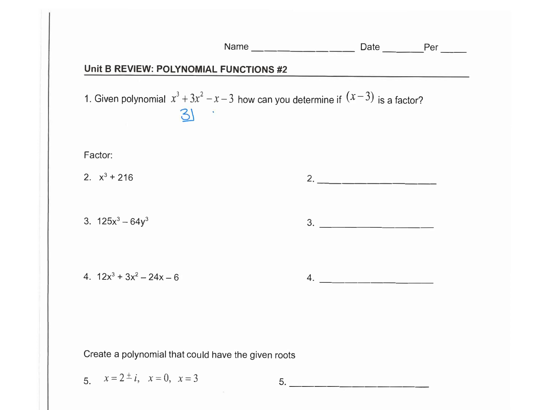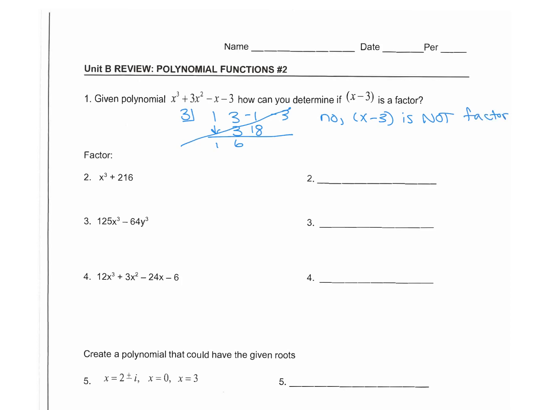My coefficients are 1, 3, -1, -3. I'm going to bring down my 1. I'm going to multiply by 3. I'm going to add and get 6. I'm going to multiply by 3. And I can see that I am not going to be able to get a remainder of 0. So this means that no, x minus 3 is not a factor of my polynomial.